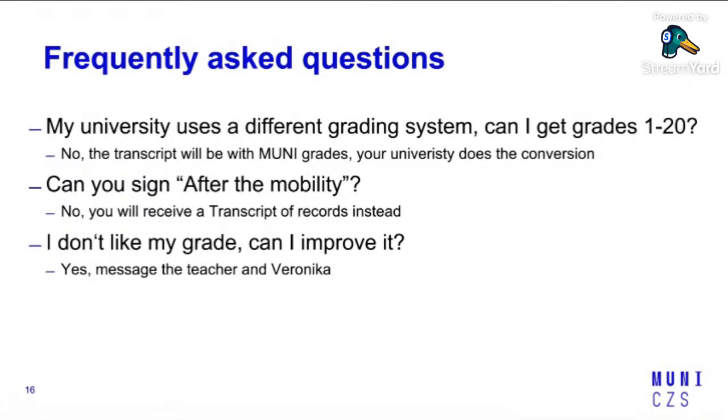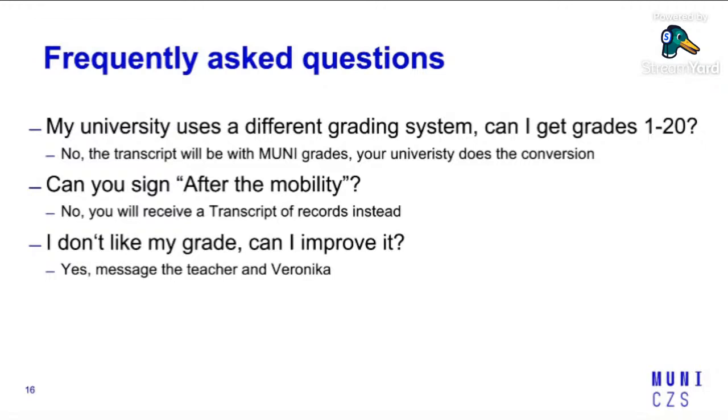Here you can see 3 frequently asked questions. The first question, if it's possible to use a different grading system, for example the grading system using numbers instead of letters. The answer is no. Unfortunately, according to the internal rules, we cannot convert grades. Also, the transcript of records is downloaded directly from the system, and the system will not let us enter numeric grades. In case your home university uses a different grading system, the university must do the conversion.